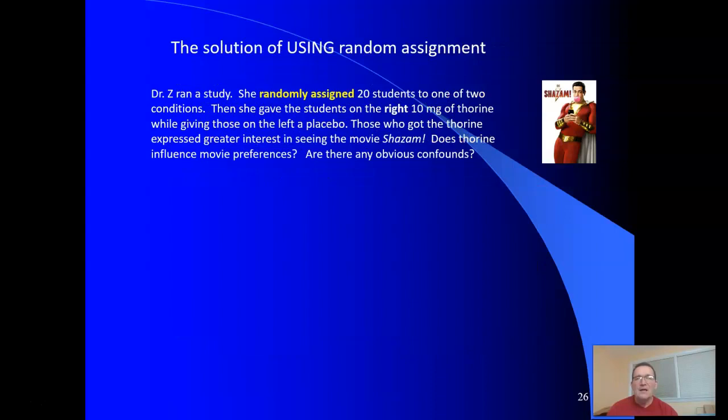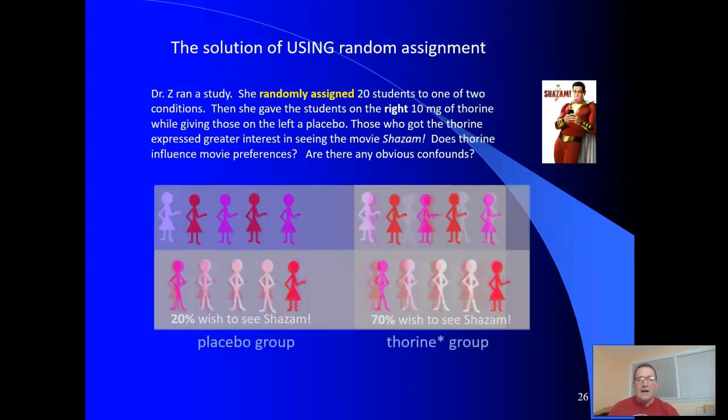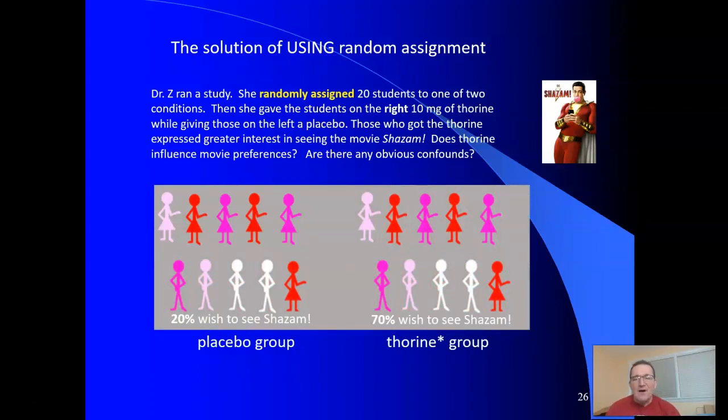If, on the other hand, Dr. Z ran a study and she did it properly, she got one group of 20 students from the same class, let's say it's a sociology class, and she flipped a coin 20 times or picked 20 slips of paper out of a hat, and she put 10 people in the placebo condition and 10 people in the thorium condition, gave them the drug, waited 20, 30, 40 minutes for the drug to kick in, and measured their interest in seeing this movie, Shazam. Let's imagine that she found the same pattern that the other person found.